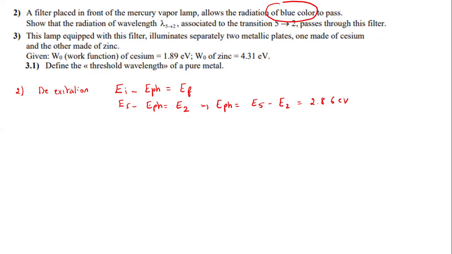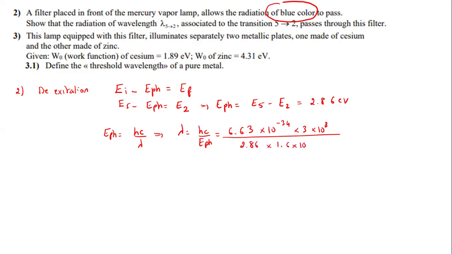So I have to find the lambda to know if it is blue color. This is E of the photon. So we'll say E of the photon equals hc over lambda, which means lambda equals hc over E of the photon. Again, we have to pay attention that the unit we found was in electron volt. So times 10 to the power 8, E of the photon is 2.86, and I have 1.6 times 10 to the power negative 19, to convert to joules. Then we get the answer 4.34 times 10 to the power negative 7, which in nanometer is 434 nanometer.